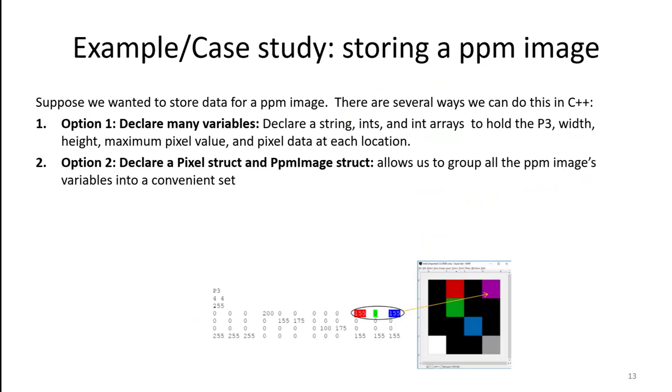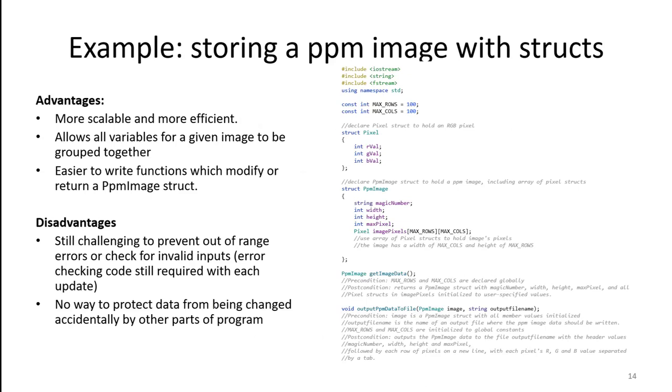Let's look at the next possible method for storing ppm image data. A slightly more efficient way would be to declare a pixel struct and a ppm image struct. We just learned that structs allow us to group all of our data in all of our variables into a convenient set. So this definitely gives us some improvements. Here are some of the advantages and disadvantages of storing a ppm image's data using a struct.